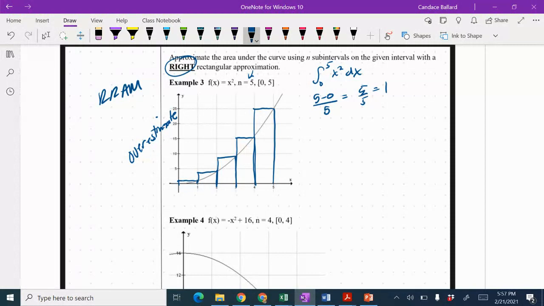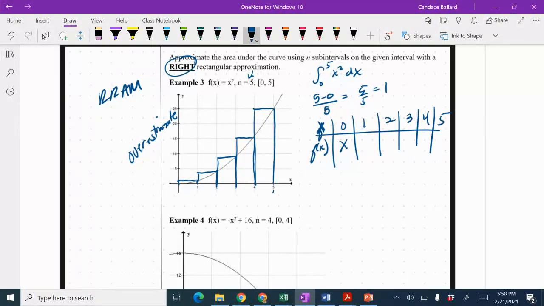Okay, so I'm going to go ahead and do that table again. So I've got x and f of x. And this time, I don't really need the value for 0, but I want 1, 2, 3, 4, and 5 because I'm starting with this height on the right side. So 5 squared is 25, 4 squared is 16, 3 squared is 9, 2 squared is 4, and 1 squared is 1. It told me 5 subintervals, so for my RRAM, I'm going to set up for 5 spots.